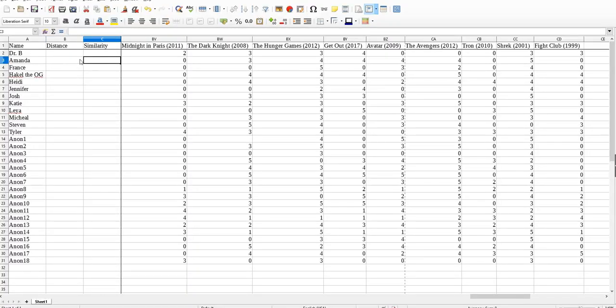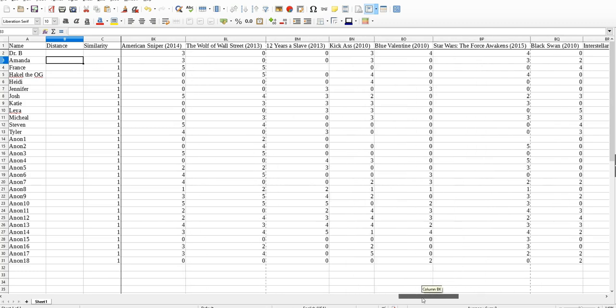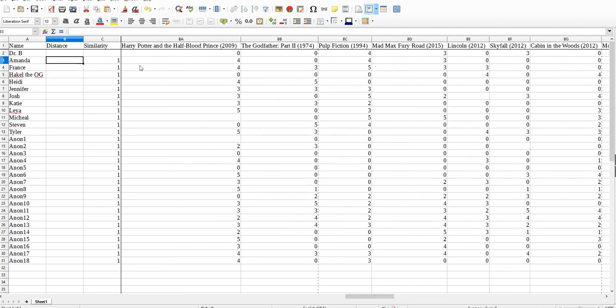So I have a space here for our similarity scores. The measure we're going to use is 1 over 1 plus the distance between. And so once we have the distance, we'll have the similarities. For the distance measure, we're trying to figure out how different my ratings are from your ratings. And so the distance measurement we're going to use is called the Manhattan distance.